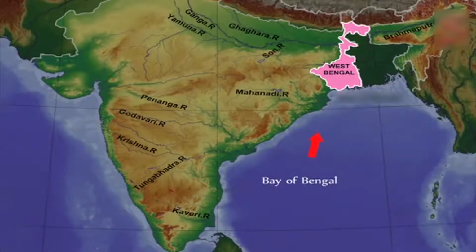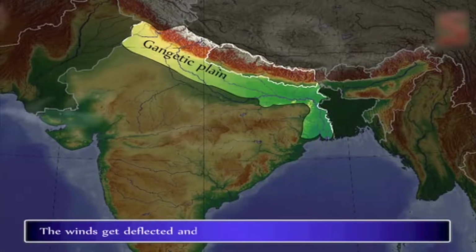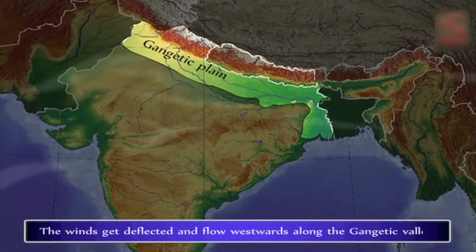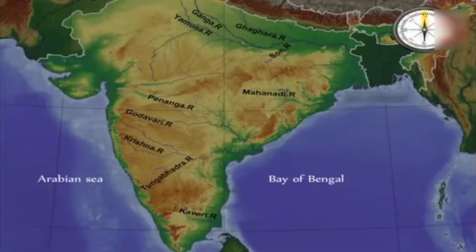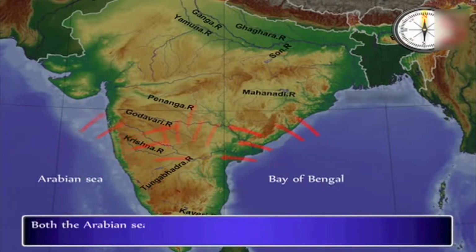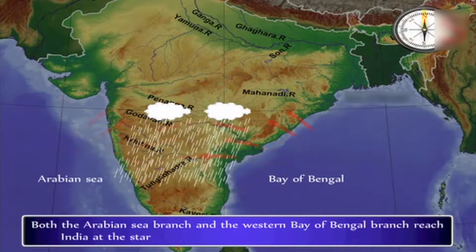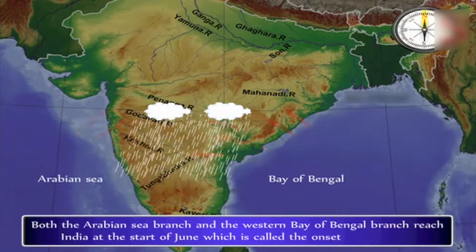The Bay of Bengal branch hits the coast of Bengal and the southern part of the Shillong Plateau. The winds get deflected and flow westwards along the Gangetic Valley. On the other hand, the Arabian Sea branch hits the west coast of India and moves in the northward direction. Both the Arabian Sea branch and the Western Bay of Bengal branch reach India at the start of June, which is called the onset of monsoon. These spread over the entire country in 4 to 5 weeks gradually.